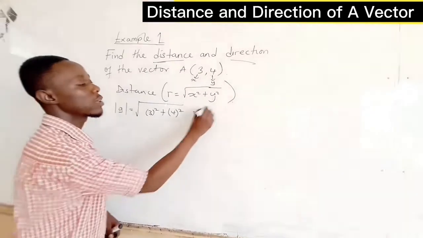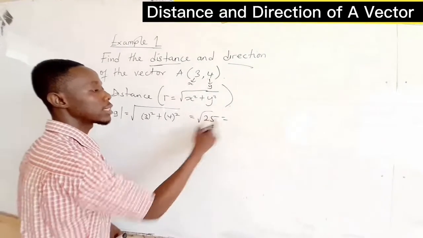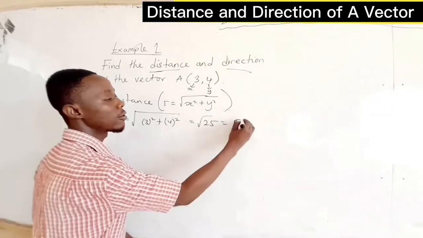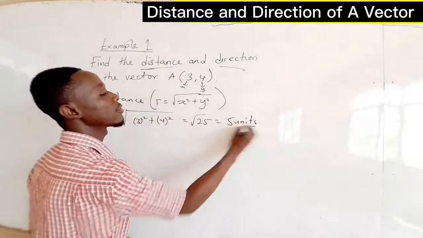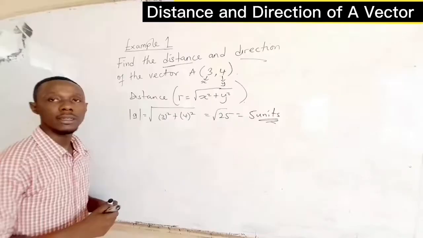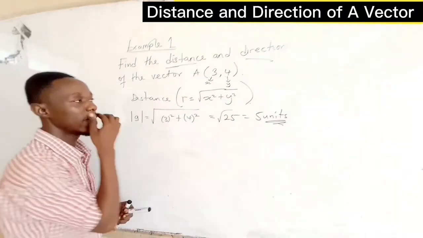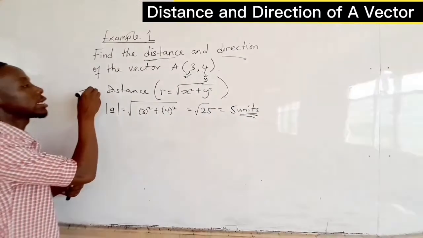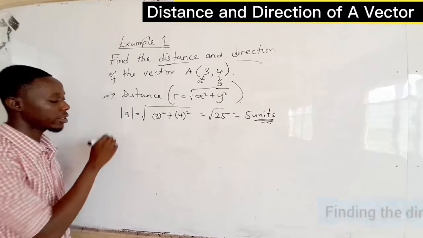When we point this one, we get 25. Then the final answer will give us what? So this one becomes my distance for this one. Now let's move on to the direction.